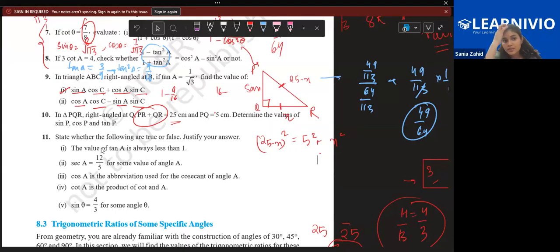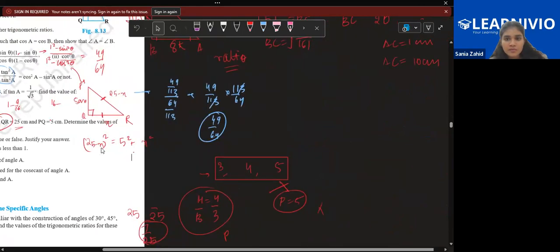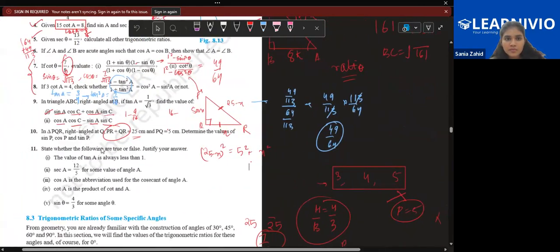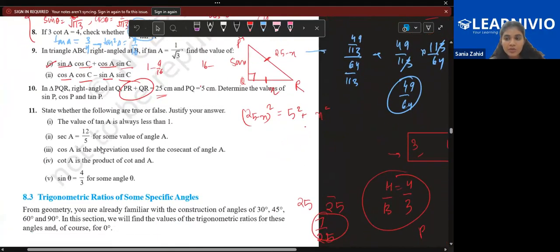Tell me quickly, did we discuss your 9th and 10th question? We finished 10th, we didn't finish 11th. Determine the value of sine p, cos p, tan p. I gave both 10 and 11 in the assignment. So you've done the assignment? 11th I didn't do, I didn't understand.